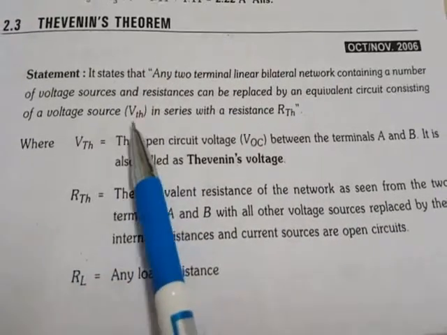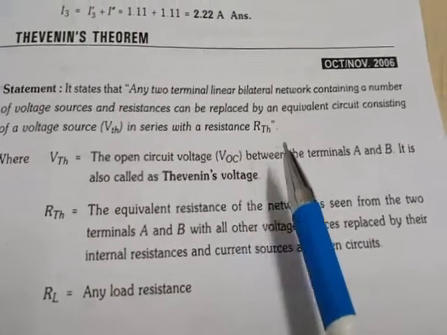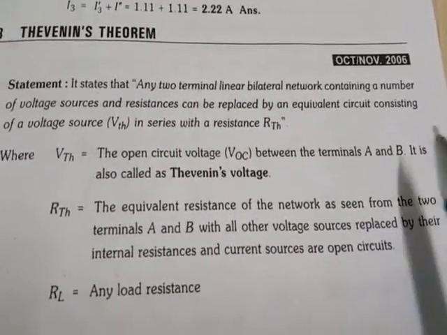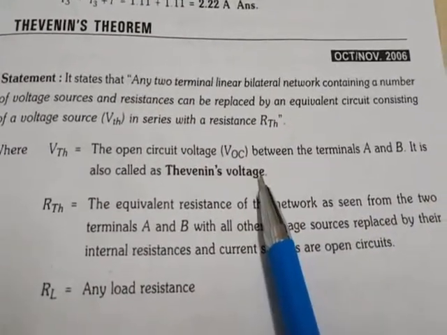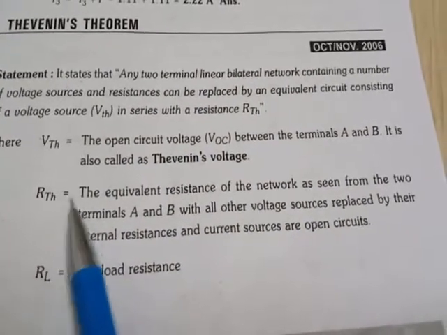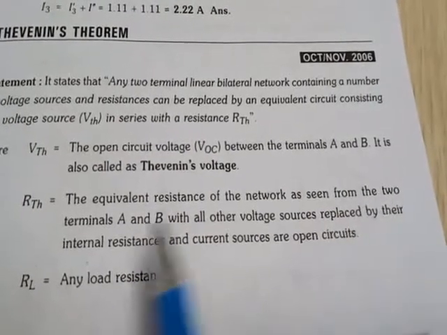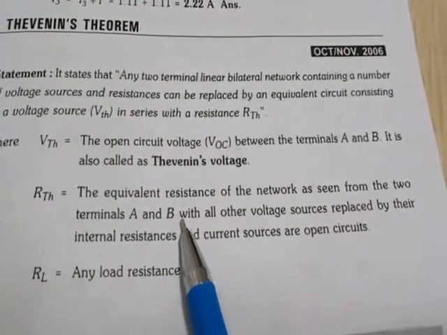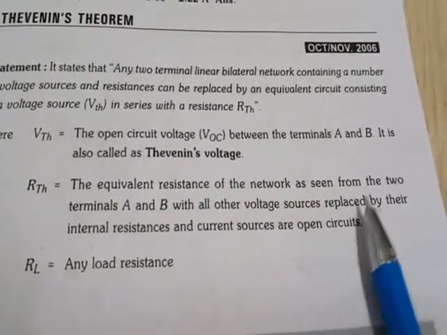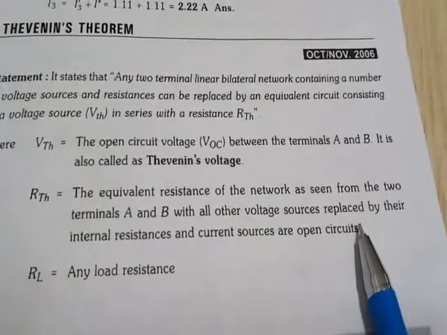Here VTH is nothing but the open circuit voltage VOC between the terminals A and B. It is called Thevenin's voltage. In a similar way, what is R Thevenin? RTH is nothing but the equivalent resistance of the network as seen from the two terminals A and B, with all other voltage sources replaced by their internal resistances and current sources as open circuit.